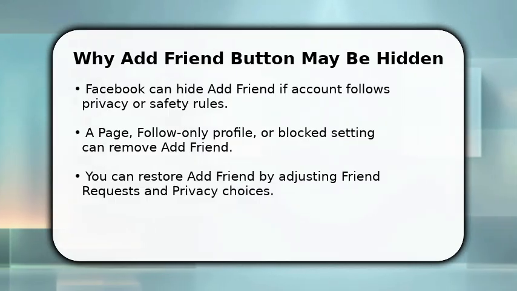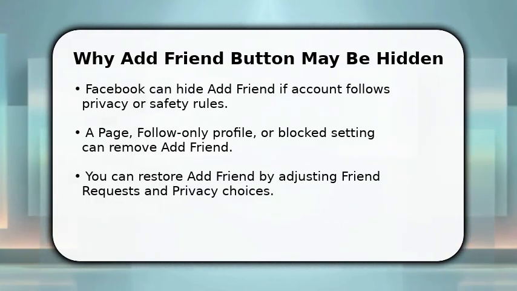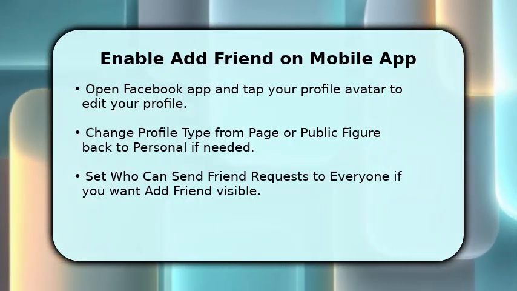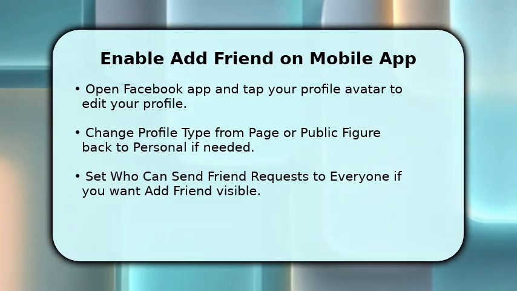Now we will check your profile type, review friend request settings, and change visibility as needed to restore the Add Friend option. Open the Facebook app and tap your profile avatar to access profile settings. Scroll to Settings and Privacy, then tap Settings to open all account options.